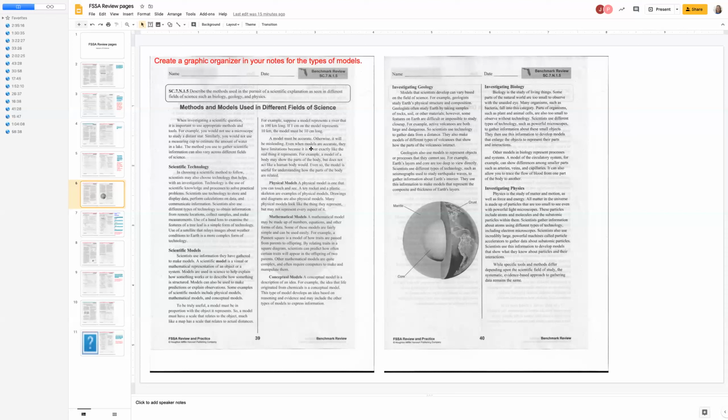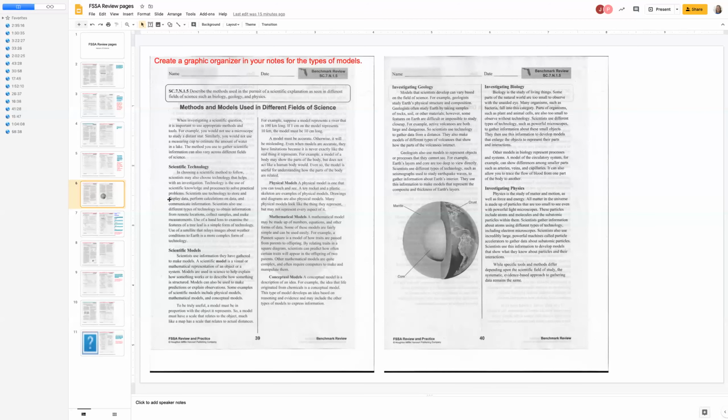Even when models are accurate, they have limitations because it is never actually like the real thing it represents. For example, a model of a body may show the parts of the body, but it does not act like a human body would. Even so, the model is useful for understanding how the parts of the body are related.